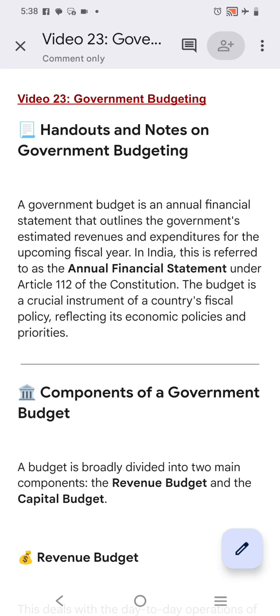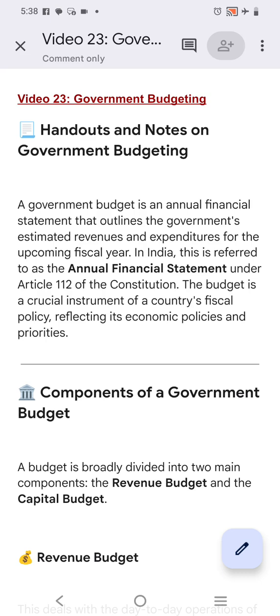So, we're discussing the annual financial statement under Article 112 of the Constitution. Budget, in the simplest possible terms, is allocation of funds. Yes, it takes into account the revenues and expenditures. Fiscal year is the financial year.